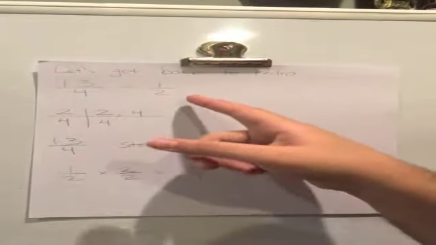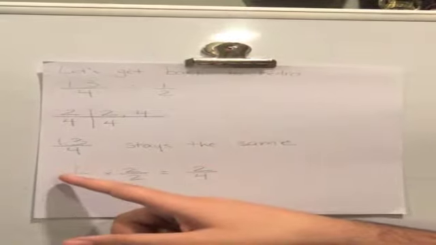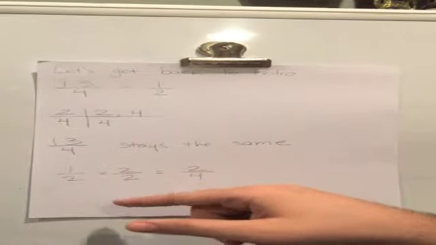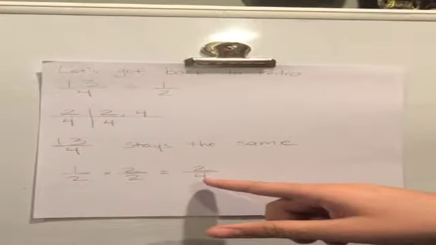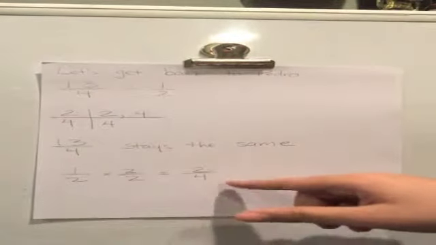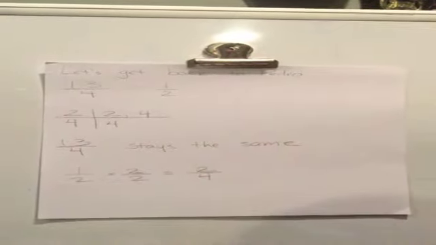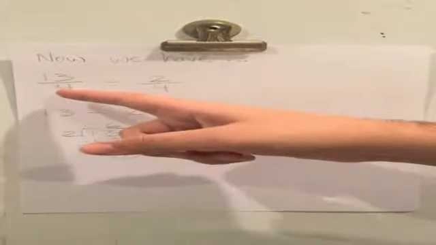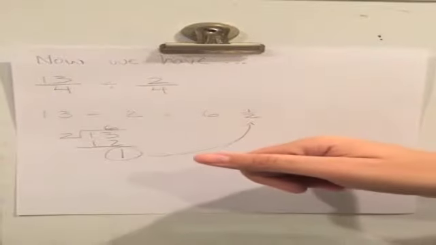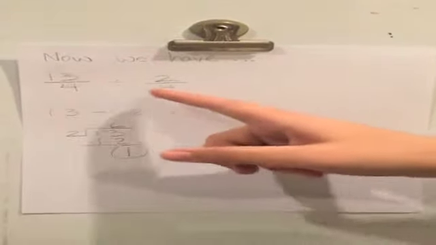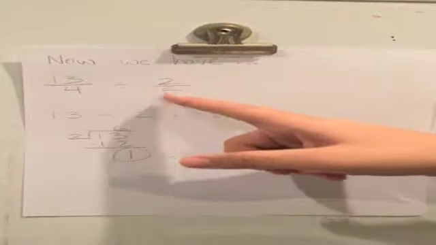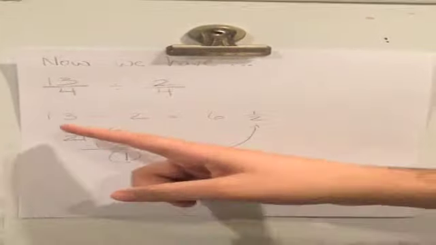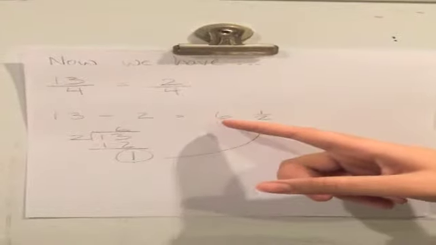We do need to change 1/2, however. 1/2 times 2/2. 1 times 2 is 2. 2 times 2 is 4. So our new fraction is 2/4. Now we have 13/4 divided by 2/4 as our new problem. Because the denominators are the same, we can then just divide 13 by 2 like we did with our addition problem. 13 divided by 2 equals 6 1/2.